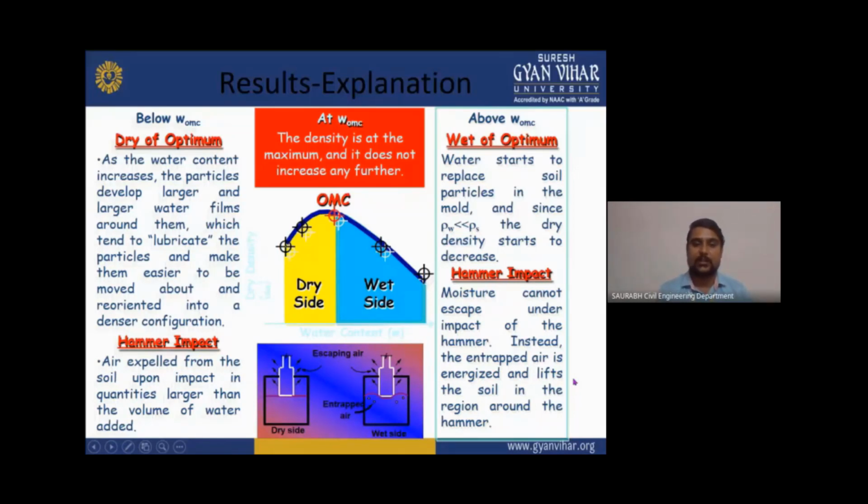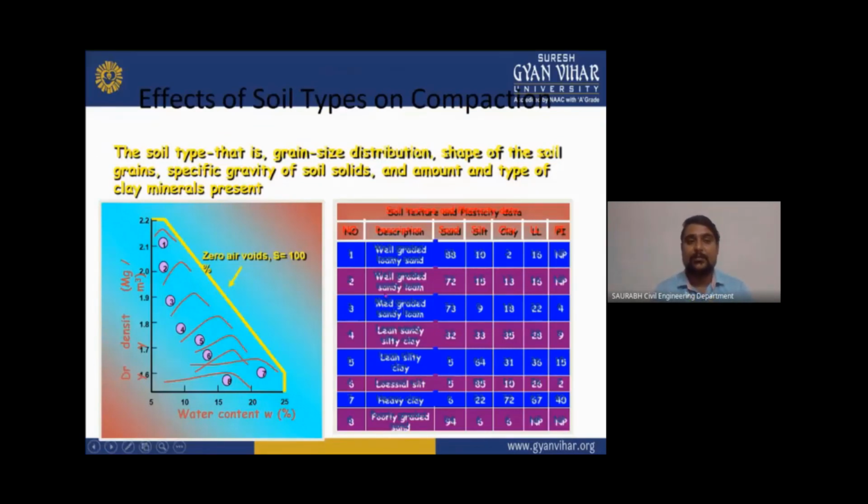As you can see here, that is your OMC, and this is your dry side, and this will be your wet side. It means this will be your soil in the dry condition, and this soil will be in the wet condition, as you can see. Now we will see the effect of soil types on the compaction.